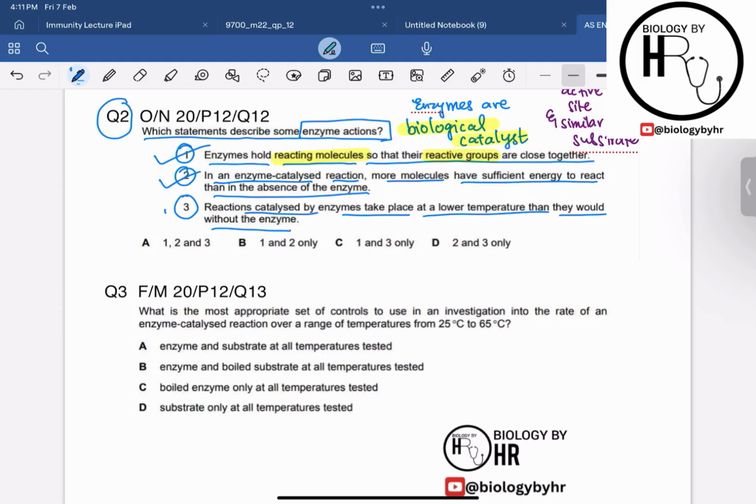And yes, this statement is also correct. So hence the correct answer over here would be option A, 1, 2 and 3. All of the three statements are correct over here.